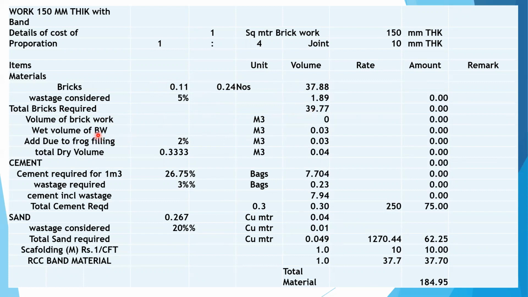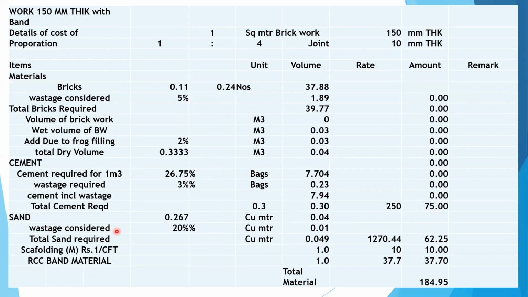Okay. Wet volume of brickwork will be 0.03. Or due to frog filling, 2% will be 0.03. Total dry volume will be 0.04. Cement required for 1 cubic meter at 26.75% means 7.74 bags. Wastage is 3%, will be 0.23. So total cement including wastage will be 7.94. So total cement required will be 0.3, at the rate of 250 will be 75 rupees.